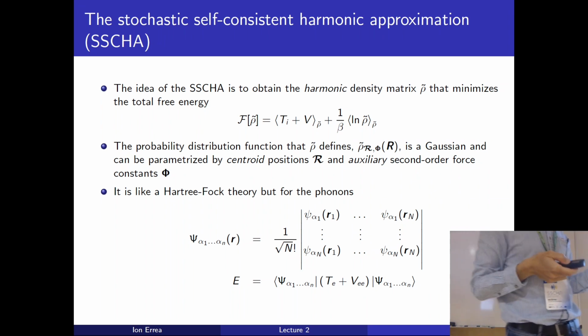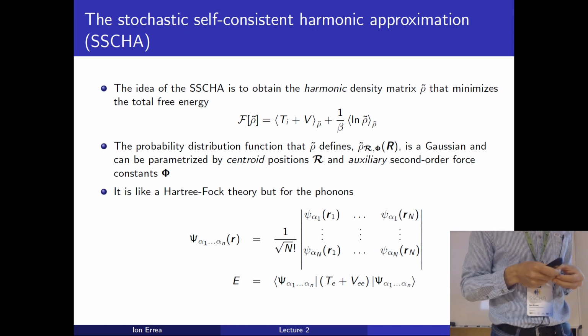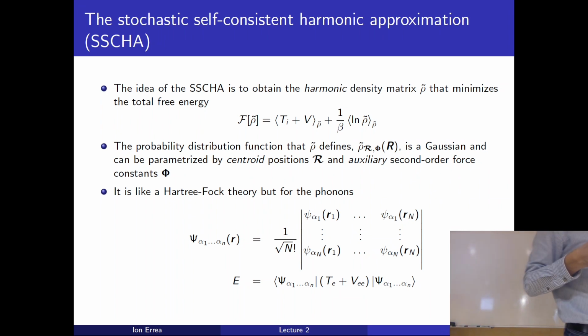If you want, this theory is like the Hartree-Fock, but for the phonons, okay? So these are slides of Hartree-Fock. What do we do in Hartree-Fock? We describe the electronic wave function as a Slater determinant based on single particle orbitals, right? And then we calculate the energy with this wave function, with the kinetic energy of the electrons plus the full Coulomb interaction, without approximating the Coulomb interaction, this is the key. And we minimize this object with respect to the orbitals. That's Hartree-Fock. Here we do the same, in the sense that we have a single particle picture for the phonons, which is the harmonic one. As Francesco said, in the harmonic picture, all phonons are independent. So we have a single particle picture for the phonons, like in the Hartree-Fock approach. We calculate the energy, in this case the free energy, without approximating the Born-Oppenheimer potential, and optimize our single particle wave functions, if you want, the harmonic density matrix. This is the idea, right?